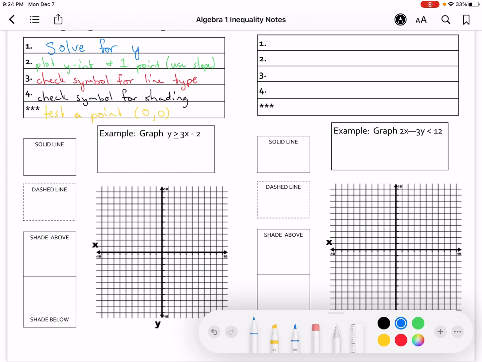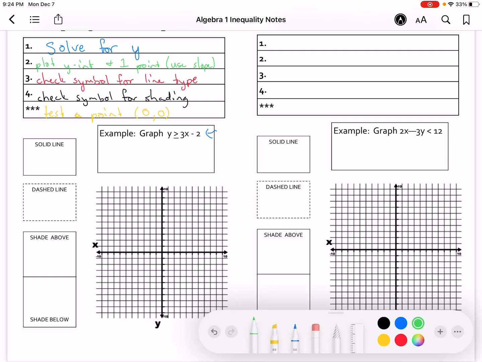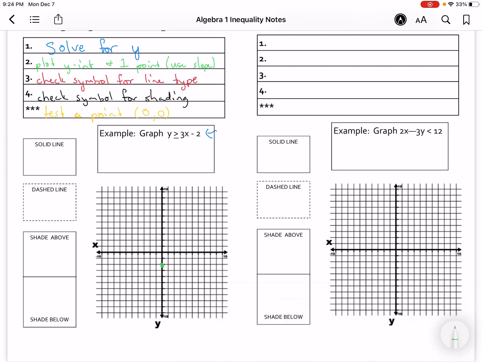Again, our inequality is already solved for y. So now it says to plot the y-intercept and 1 point. My y-intercept here is negative 2, so I'm going to put a dot there. And then my slope is 3, which is really 3 over 1. So I'm going to go up 3 and right 1, and I can continue that pattern, up 3, right 1, as long as I need to in order to draw a line. I can also go down 3 and left 1. And then I'm going to draw a line.